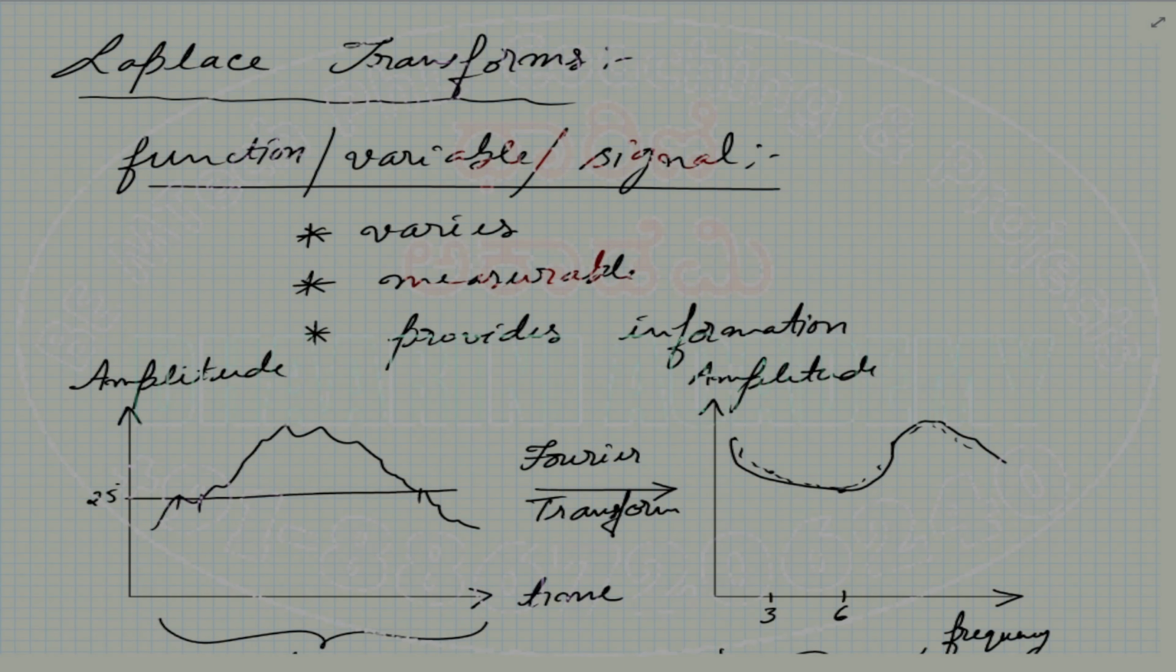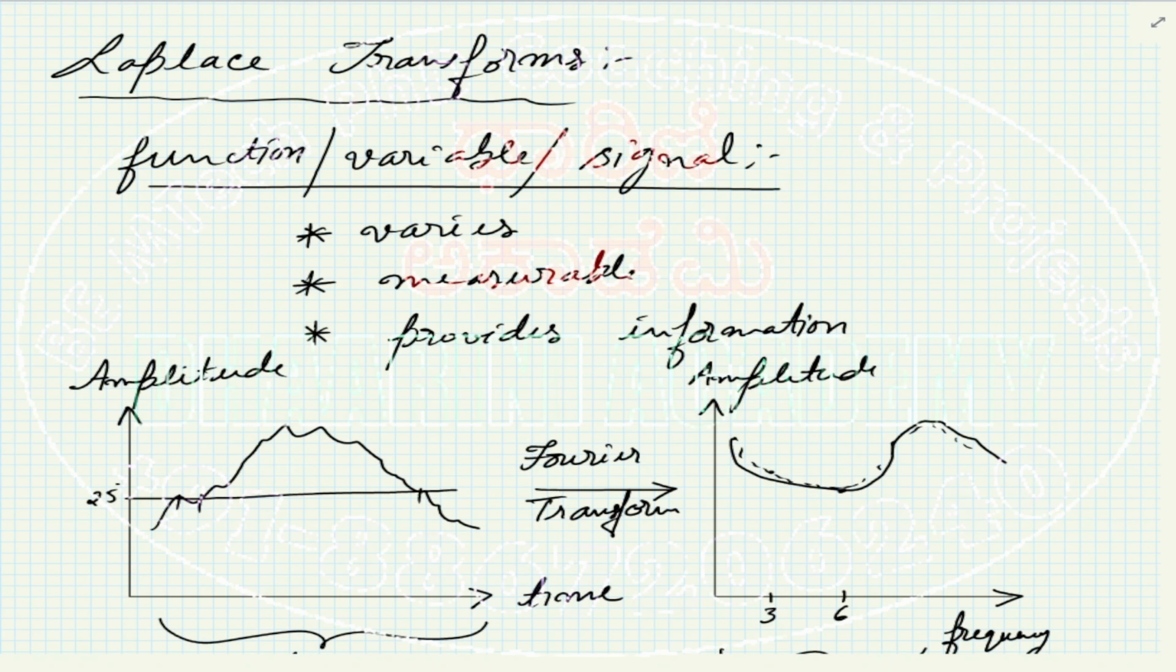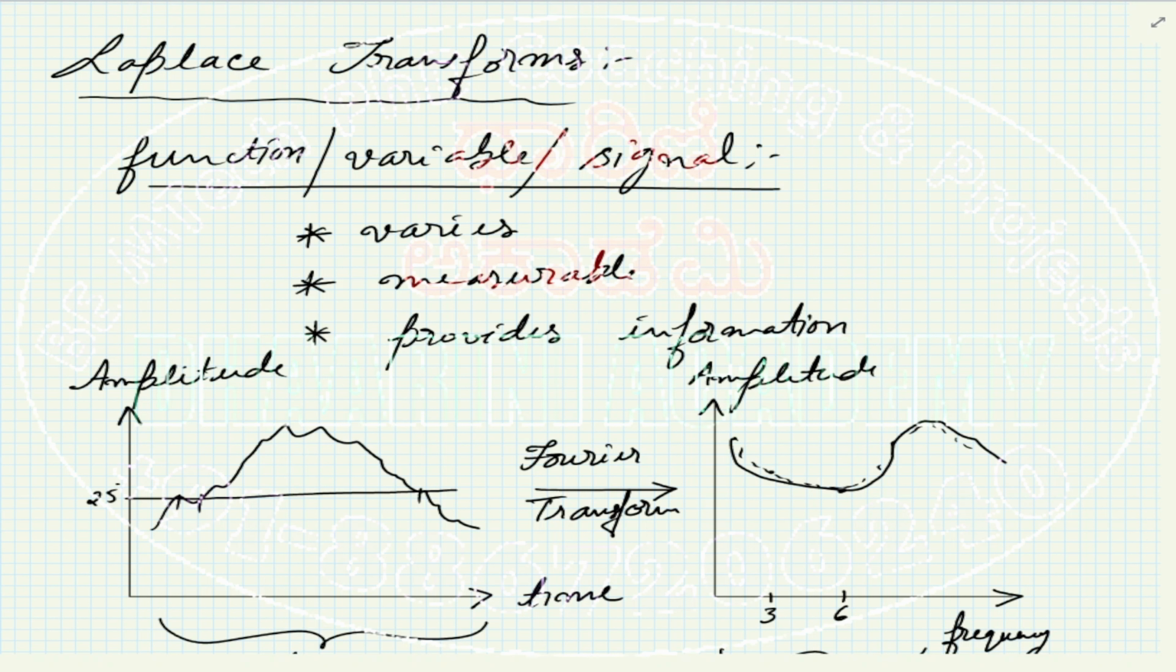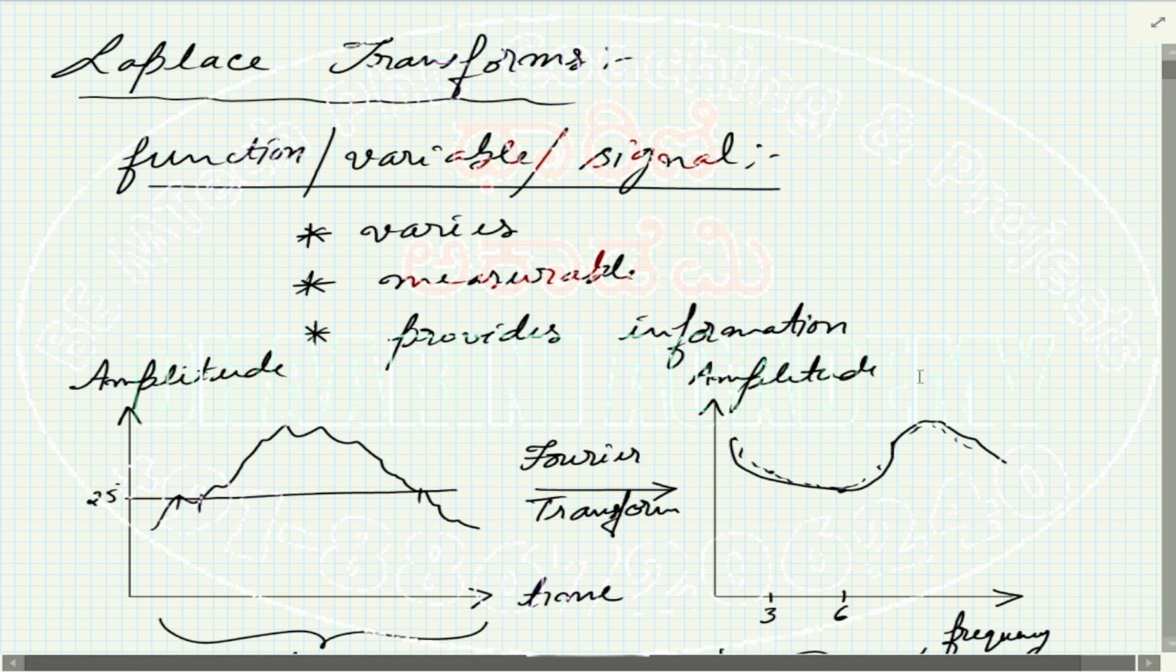Let's quickly go through the recap of Laplace transforms. So we know that whenever we have a function or signal, it has some characteristics: it is going to vary, it is measurable, and it provides some kind of information. That kind of function is what we call a signal. Basically, it's a function.